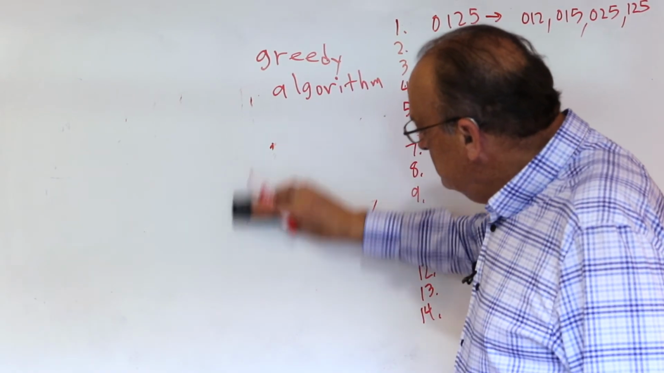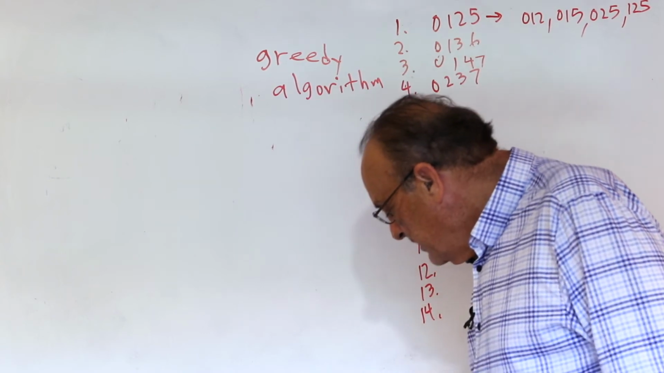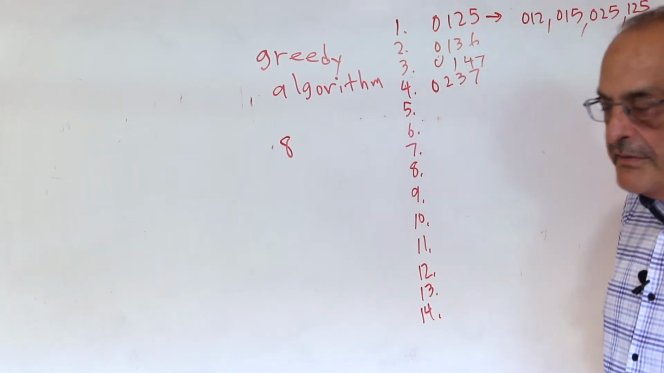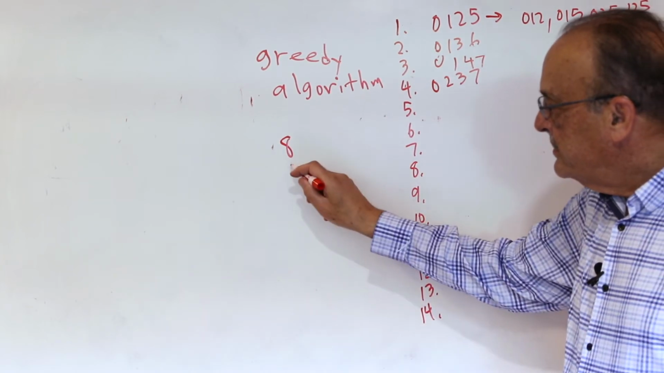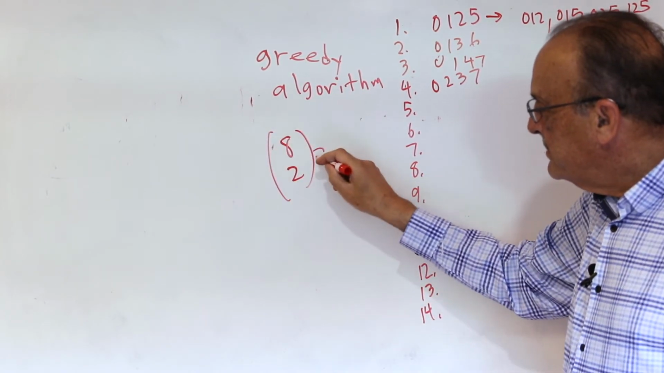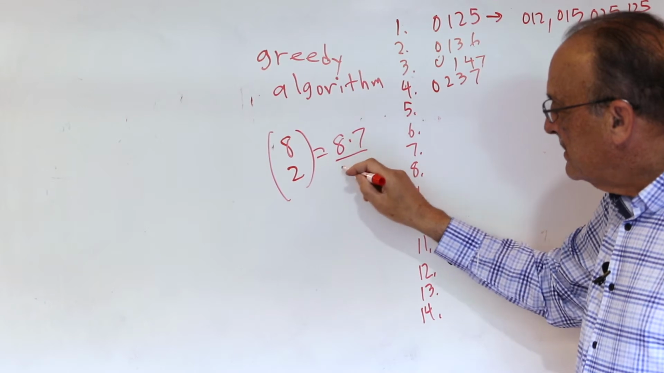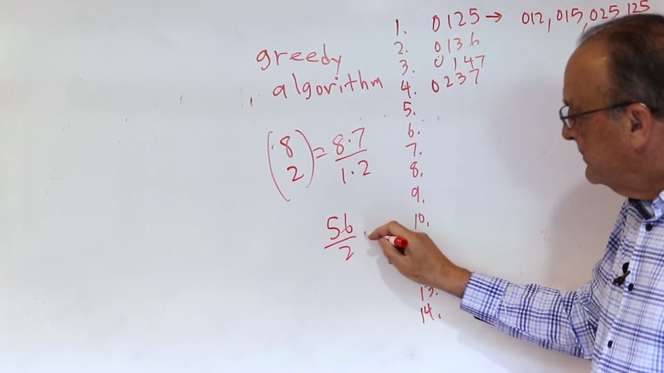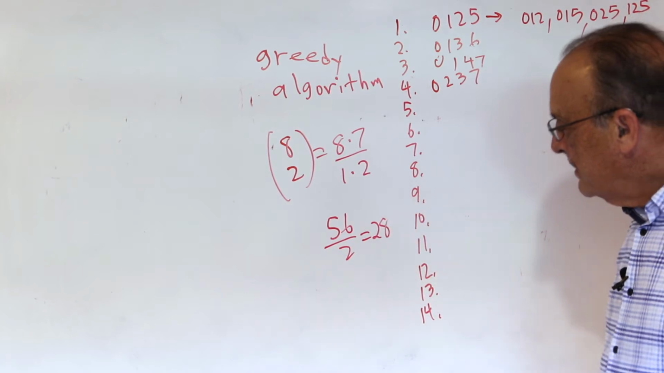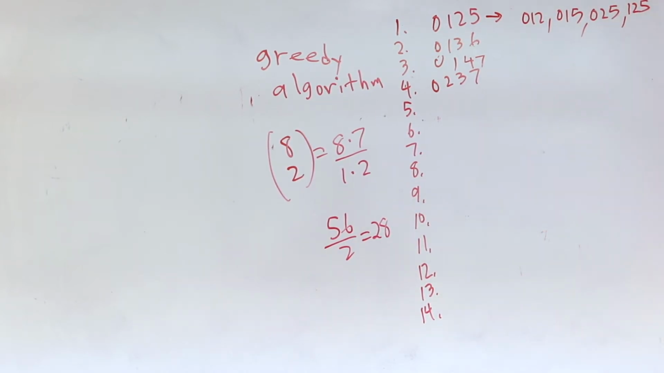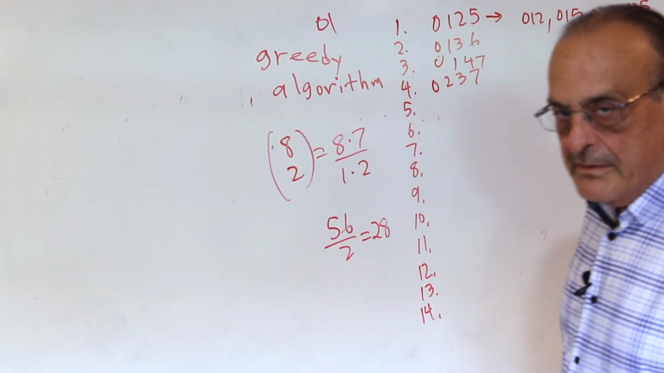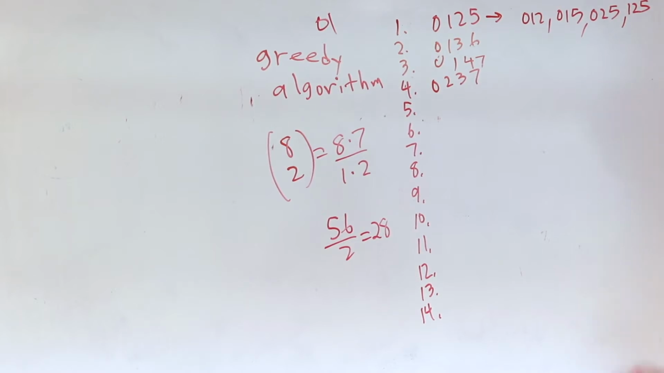So there's 8 different kinds of numbers. And if we choose 2 of them, we're doing 8 choose 2. So 8 choose 2 is 8 times 7 divided by 1 times 2, which is 56 divided by 2, which is 28. So there's 28 different kinds of doubles. 0, 1, we can call a double. And there's 28 different kinds.